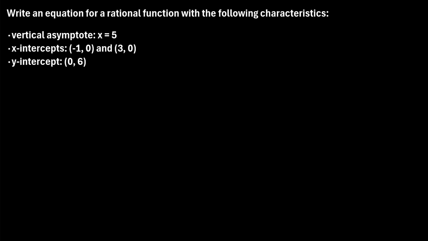We are asked to write an equation for a rational function with the following characteristics. A function that has a vertical asymptote at x equals 5, x-intercepts at (-1, 0) and (3, 0), and a y-intercept at (0, 6). So how can we write an equation for this rational function that has all three of these characteristics? Well, what we can do is we can write it in this form.